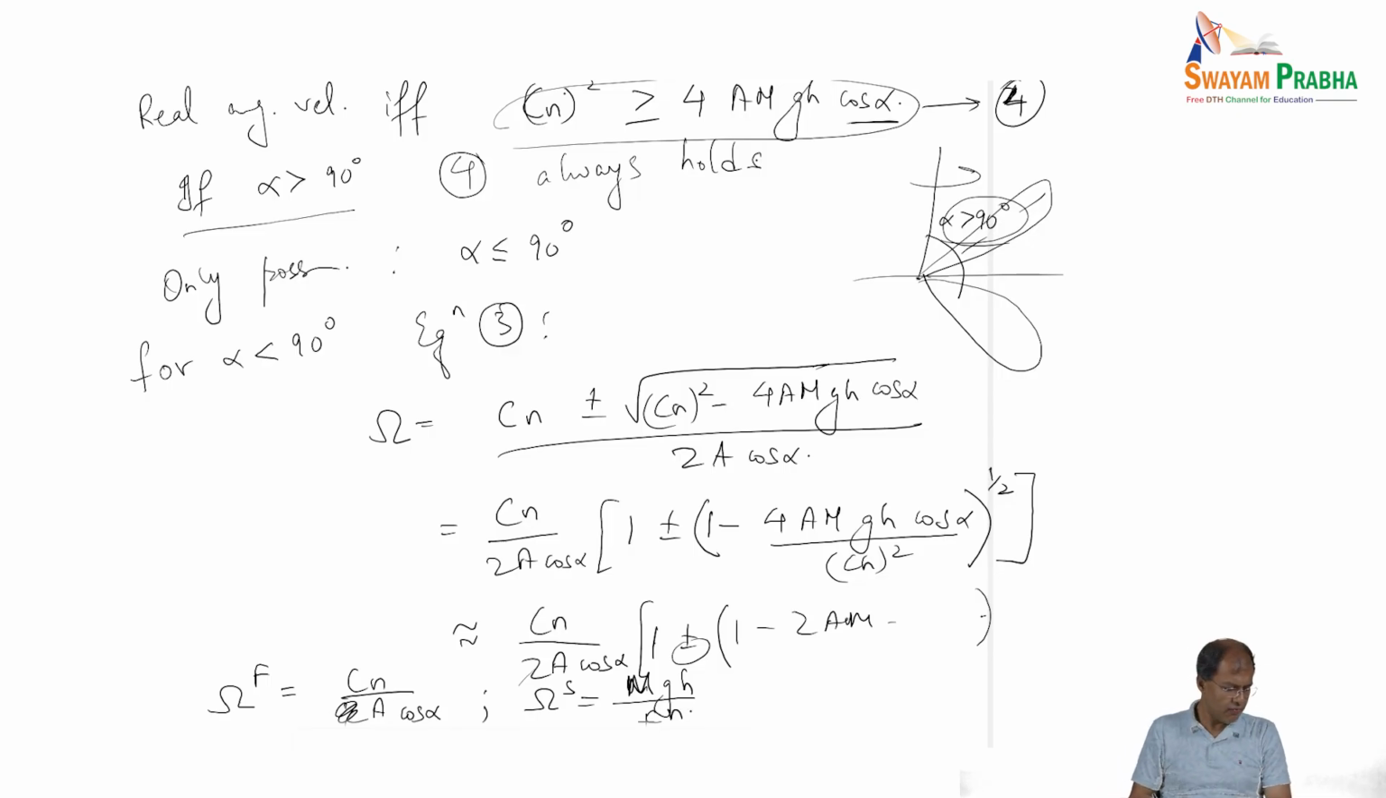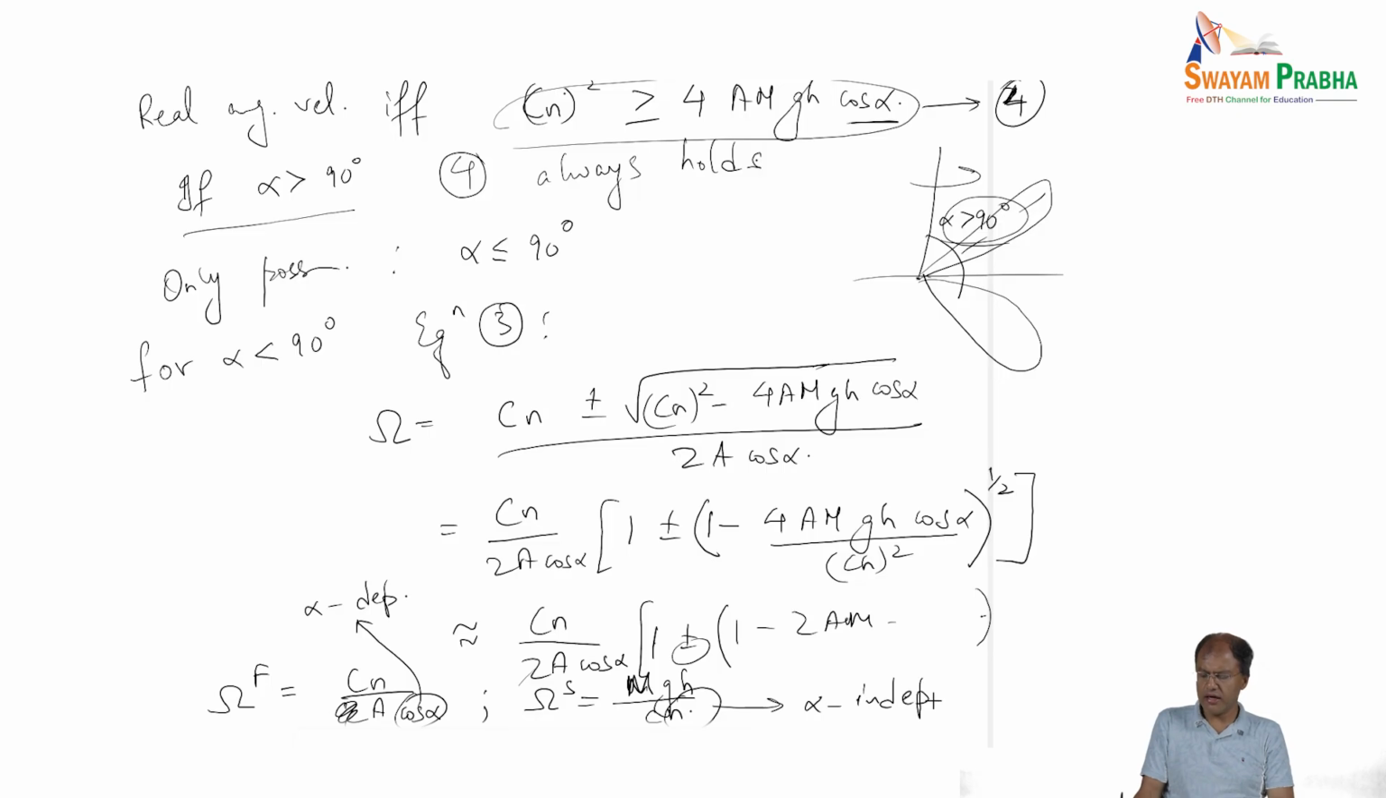Notice that the fast root depends on alpha, which means that the larger the value of alpha, the faster it will rotate. And we see that the slow root is independent of alpha. So this is alpha dependent, and this is alpha independent.